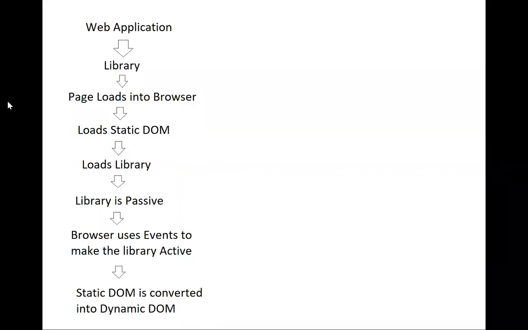We have to make the library active by using events like on load, on change, on blur, and all these things we have to do. Once you make the library active, it will convert the static DOM into dynamic. So a library can build an application, but a library cannot control the application flow. When to collect the value, when to update the value, when to make the changes, it doesn't know. We have to do that manually by using a set of events.